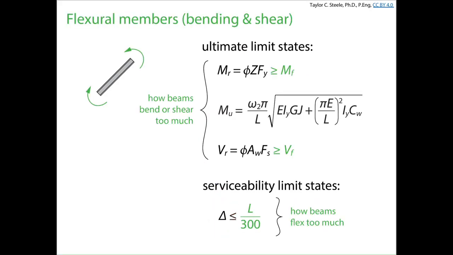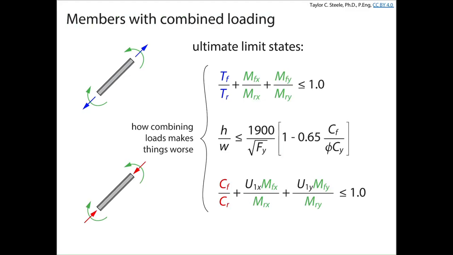Then we talked about flexural members. We looked at braced bending. Depending on section class, you're going to calculate phi ZFY or phi SFY. Probably you're going to have to calculate phi ZFY or phi SFY on the exam. Probably going to have to calculate MU on the exam for unbraced bending. Probably going to have to calculate VR, and probably going to have to look at deflection in some way. Okay, so everything on each of these slides is particularly important.